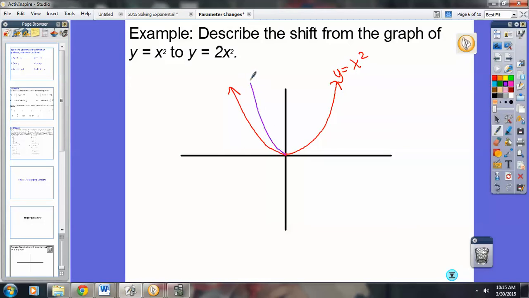I'm going to sketch in my second graph. Now these are just sketches. I'm not expecting you to have a perfect parabola drawn in, but I do need you to do a couple of things. Your vertex, the bottom of that graph, needs to be at 0, 0. The second graph that you draw needs to be narrower than the first one. And I want you also to label.